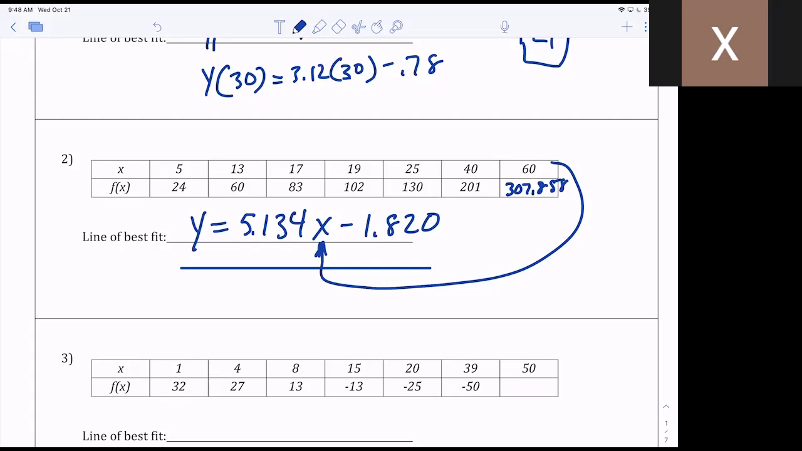300. What did you get for your equation? This is the equation right here. If you're not close to that equation, you're wrong. No, I got that equation. So then just plug 60 in. Are you having trouble with 5.134 times 60 minus 1.820 with the calculator? I don't know how to get the numbers using a calculator.